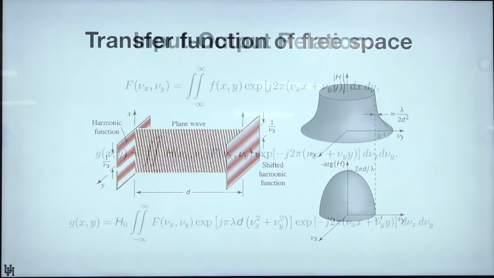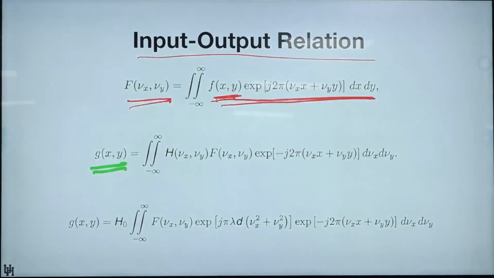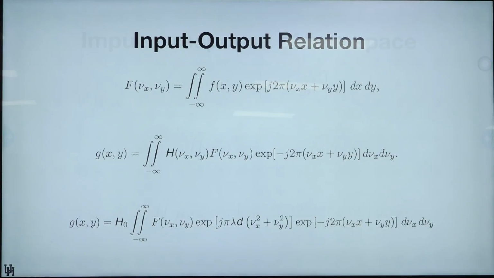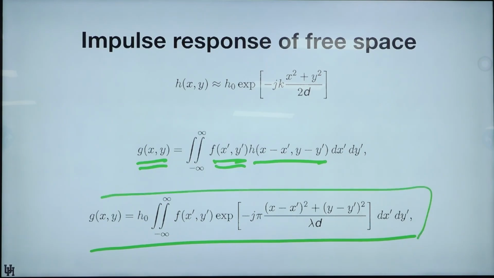So basically what we are saying is that the output g(x,y), the wave shape of the wavefront at this location, is the convolution of the input and the impulse response. If you substitute for h(x,y), you get this equation, and so g(x) is the input convolved with the impulse response, and therefore you get this kind of an expression.